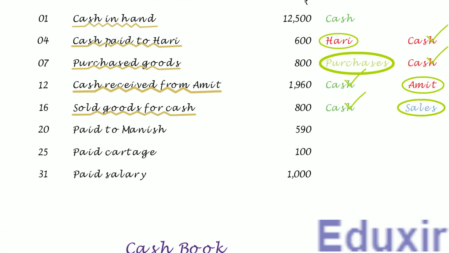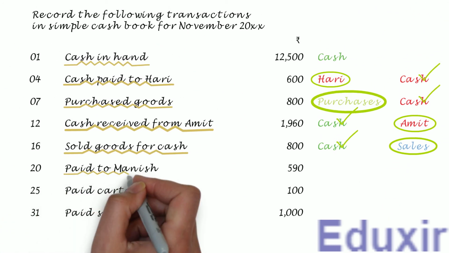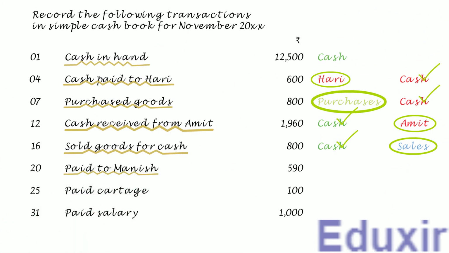In this transaction, the business is paying 590 rupees to Manish. Businesses usually make the payments to the creditors. So in this case, we can safely assume that Manish is a creditor. Also, as all the payments are usually done in cash, we can safely assume that the payment to the creditor Manish is done in cash. So in this case, the business is paying to the creditor Manish the amount that it is liable to pay. So the liability of the business will be decreasing in this case.